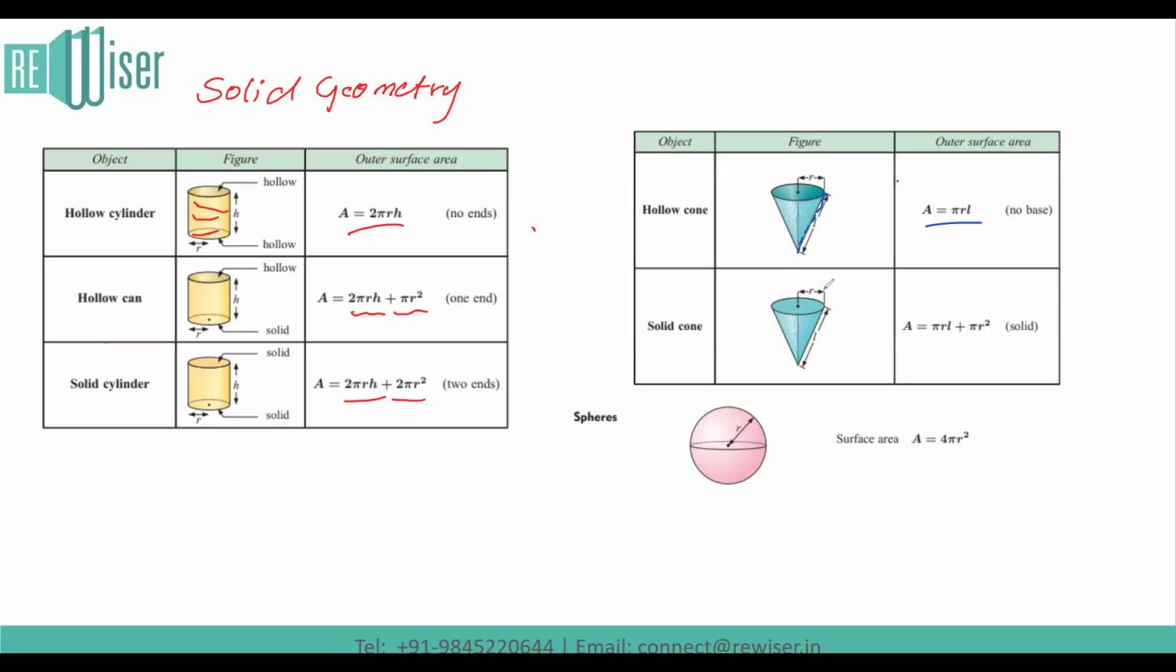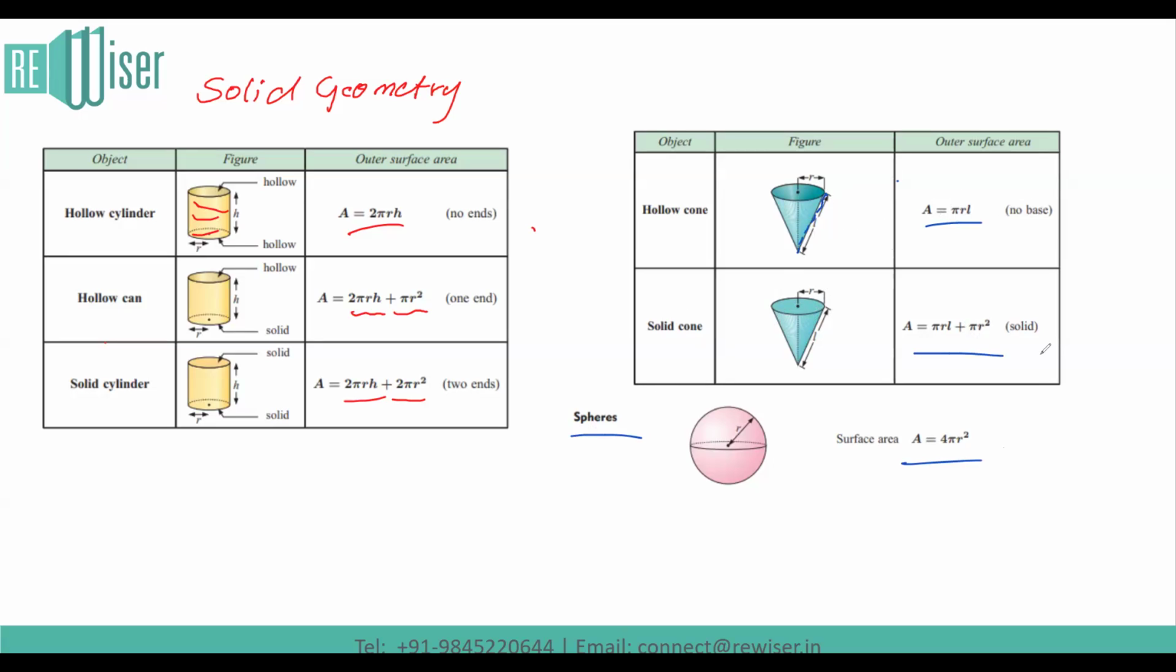And if I need to find the surface area, that means the area of all the surfaces, then we have to use all these formulas. Then we have something known as a sphere. And the formula to calculate the surface area of a sphere is 4 pi r squared.